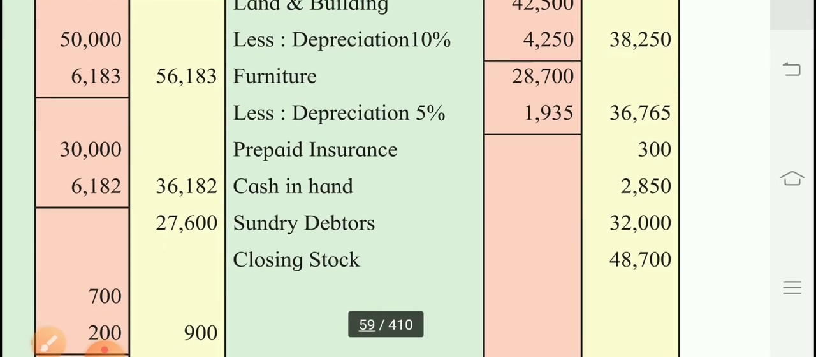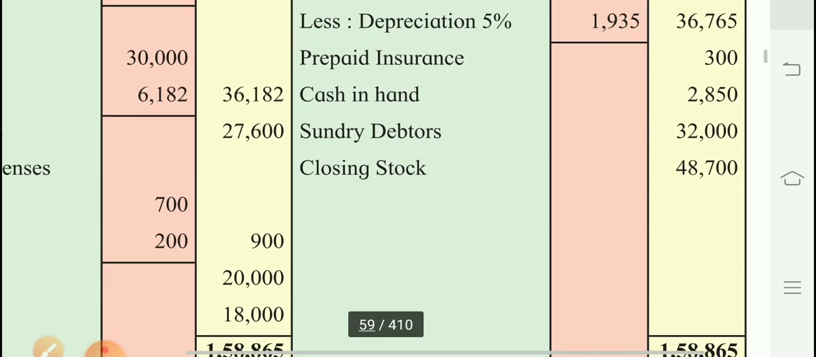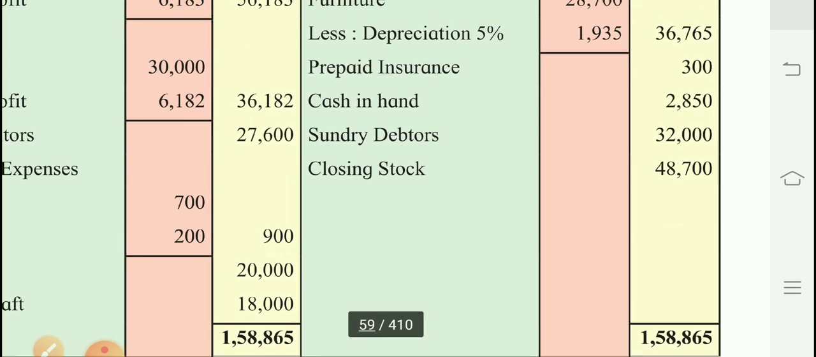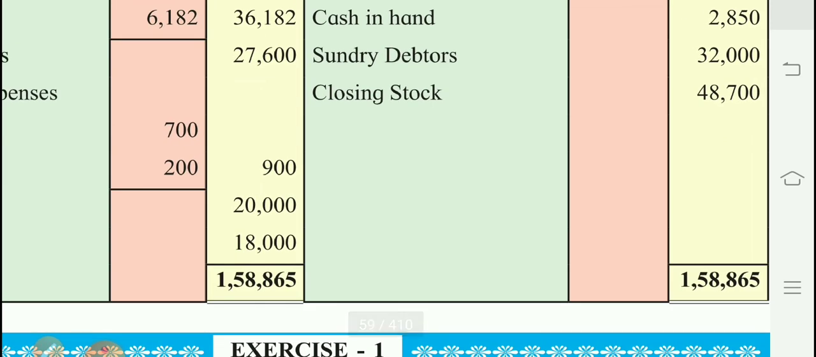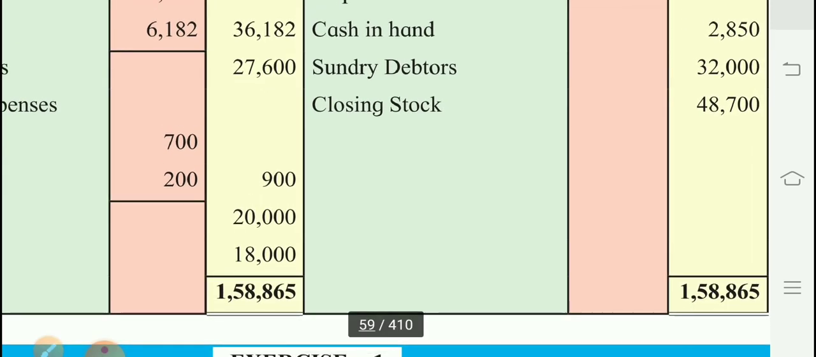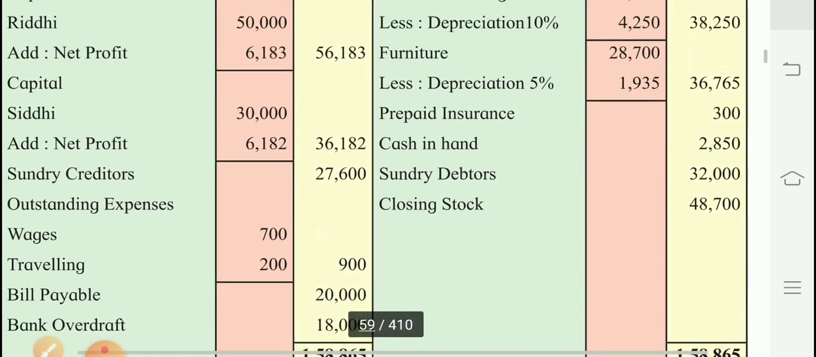Cash in hand 2,850. Sundry debtors 32,000. Closing stock 48,700. At last, we will do the total of balance sheet, that is 1,58,865. It's the total of our balance sheet.